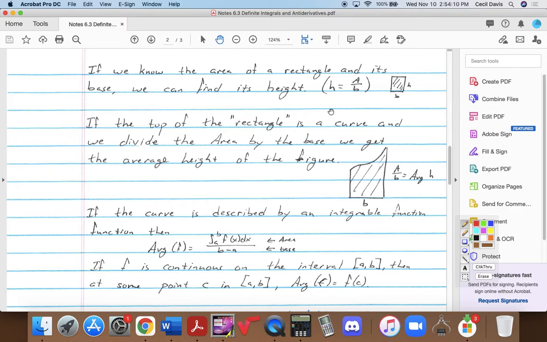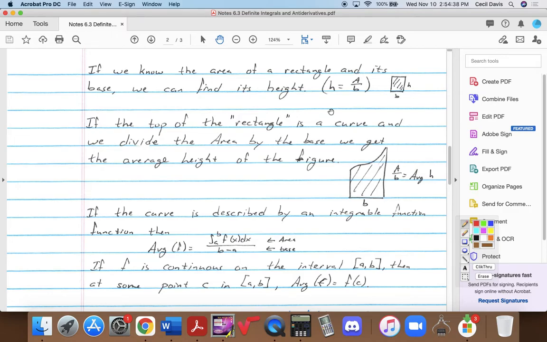So, what if the top of the rectangle is a curve? So it's no longer a rectangle. That's why I put rectangle in quotes. And we divide the area by the base. What we end up getting is the average height. That makes sense?